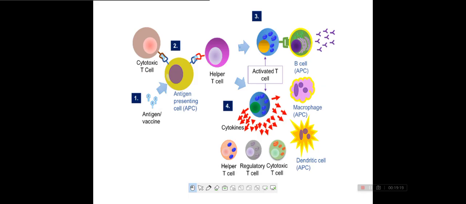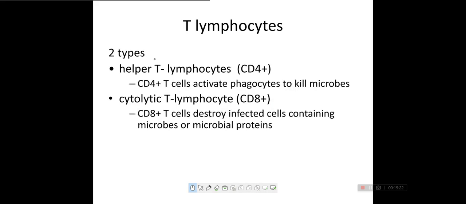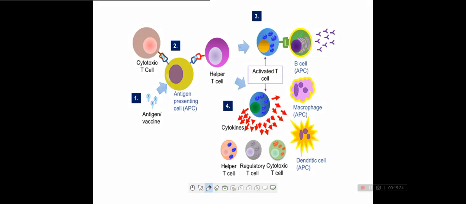See, this is the cytotoxic T cell, TC cells. This is the antigen presenting cell, APC. When the antigen is recognized by the antigen presenting cell, this cytotoxic T cell will come and bind with this, right? In the third step, what happened? This helper cell came and bound with this, and they activate the T cell.